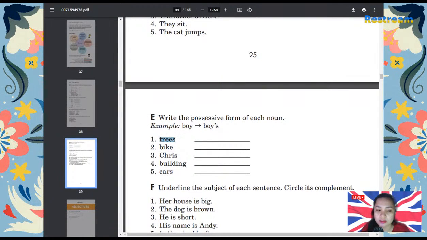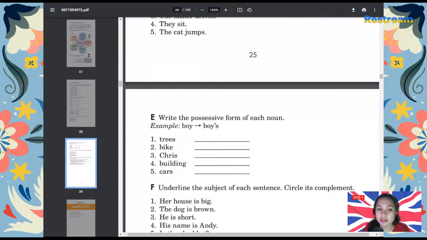How can we make the word "trees" into a possessive form? So what do we do? Do we just add an apostrophe only, or an apostrophe and the letter S? What is the rule when it comes to possessive form? For example, in this one, we have the noun "boy." It ends with the letter Y, so it's okay to add the apostrophe and the letter S. It will be read as "boy's."